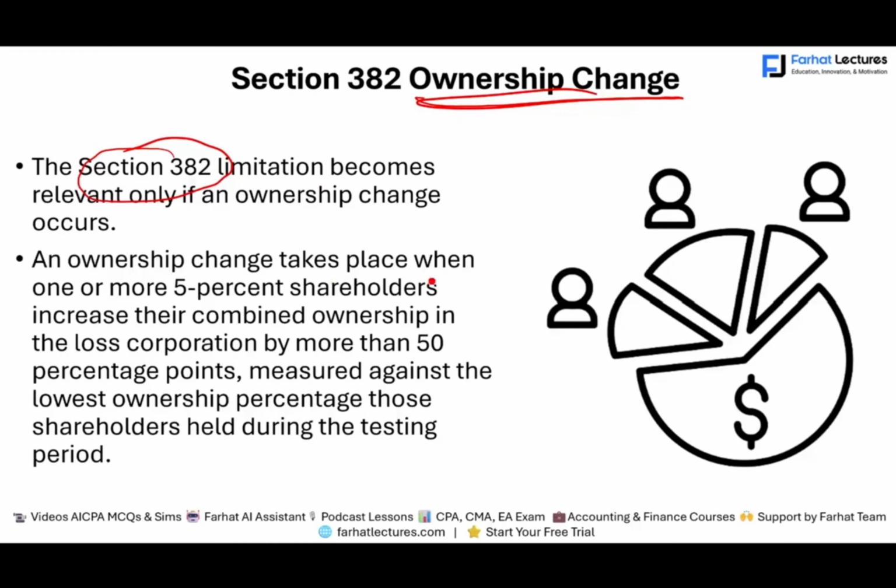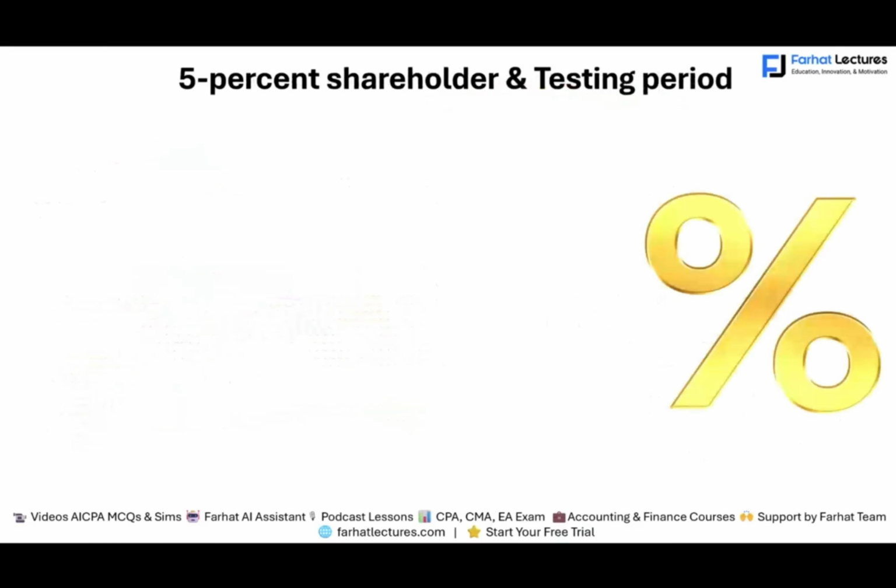An ownership change takes place when one or more 5% shareholders increase their combined ownership in the loss corporation by more than 50 percentage points, measured against the lowest ownership percentage those shareholders held during the testing period. Oh my God, that's a large definition. Let's take it step by step. First, define what the 5% shareholder means, then we'll define what the testing period is. So we have to define two rules.